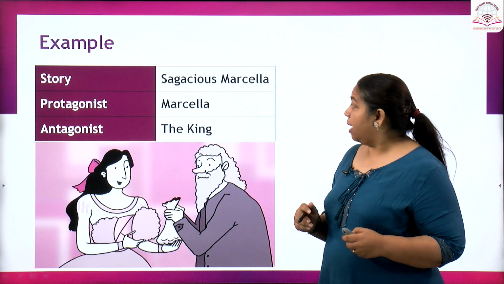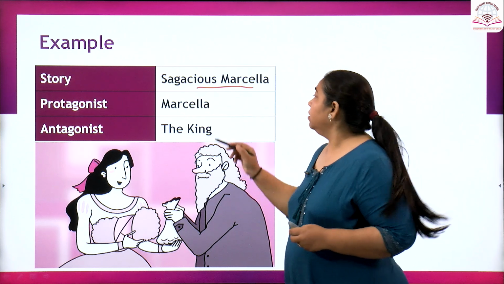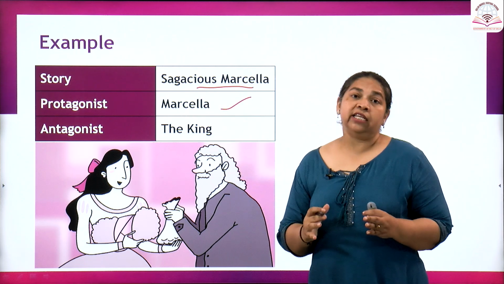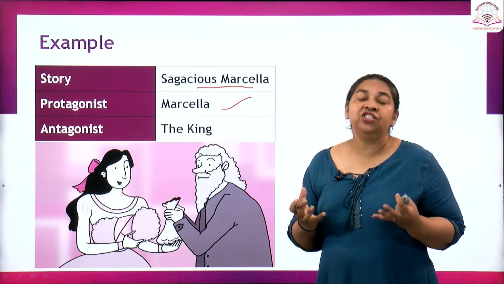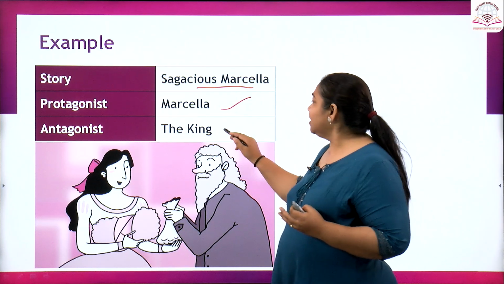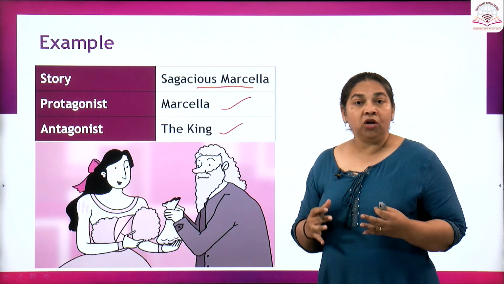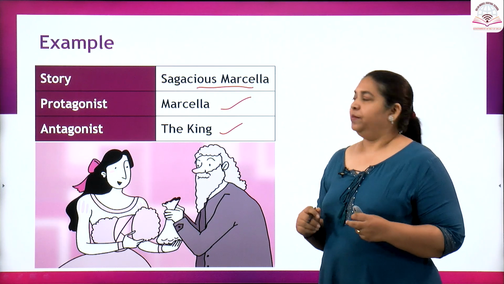Let's look at an example. In the story Sagacious Marcella, Marcella is the protagonist. She is witty. She keeps taking up the challenges thrown by the king, and the king is the antagonist because he keeps testing her again and again.